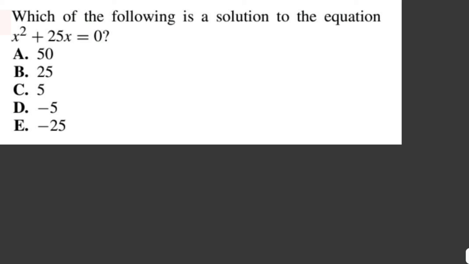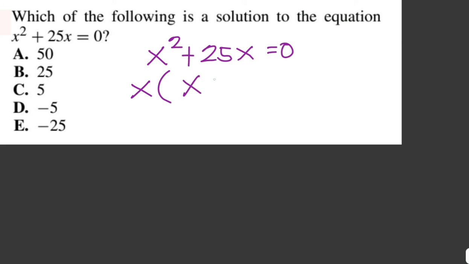Which of the following is a solution to the equation x squared plus 25x equals 0? So we're given here a quadratic equation, x squared plus 25x equals 0. Now to solve this, we factor out a common factor, and in this case we can factor out an x on the left side. We factor out x and we're left with x plus 25 inside the parentheses.